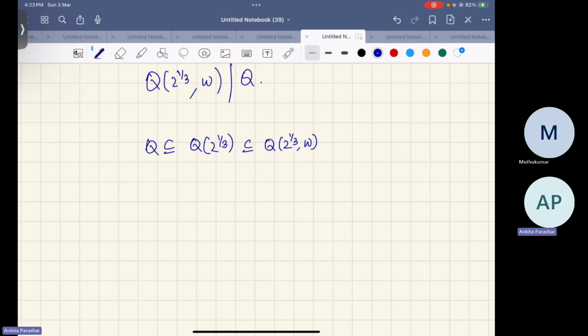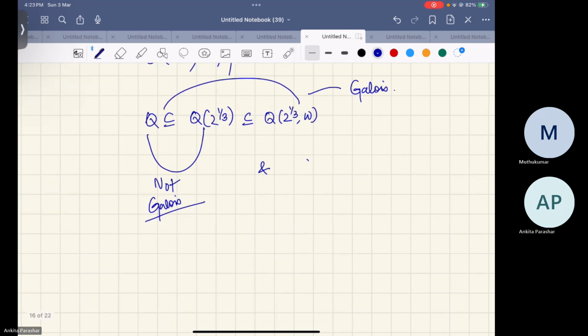So first of all, of course, this is not Galois, right? Not Galois. But this is Galois. And Q(2 power 1 by 3) over Q, can you say is it cyclic? You cannot say, right?